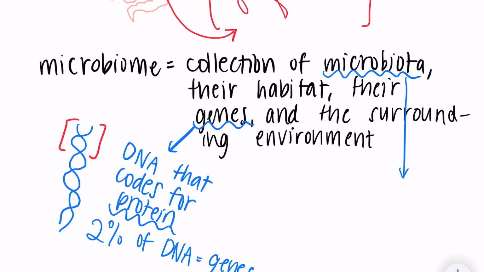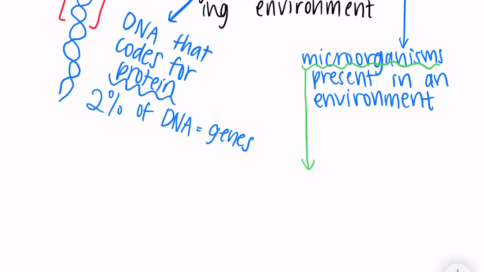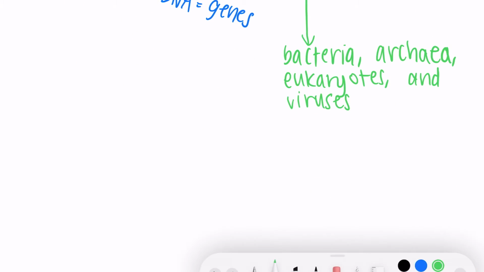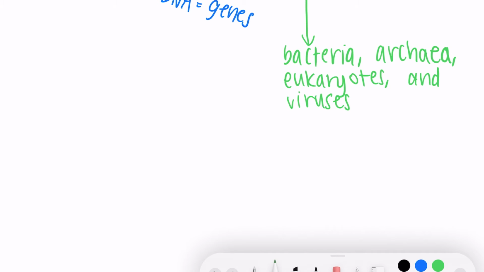Microbiota is defined as a collection of microorganisms present in an environment. Microorganisms include bacteria, archaea, eukaryotes, and viruses. Now, when you think of bacteria and viruses, you may default to thinking of the bad kind that causes pandemics, like COVID-19. But here, we're talking about another kind of virus.